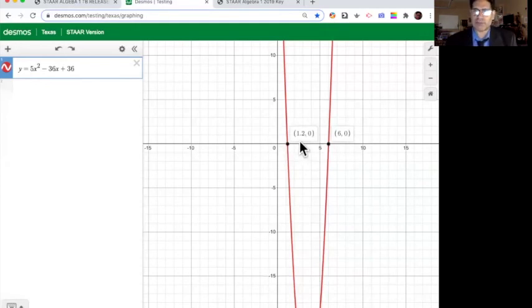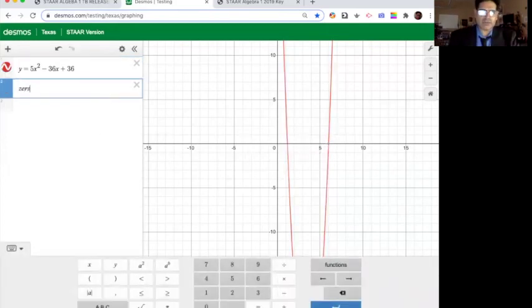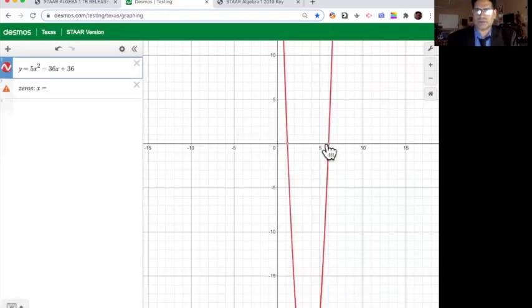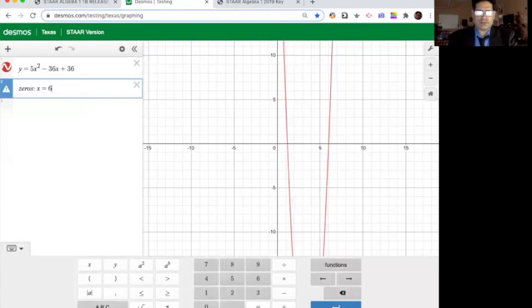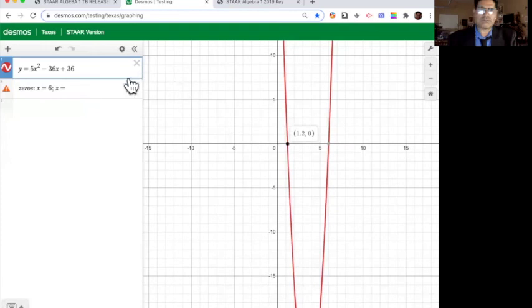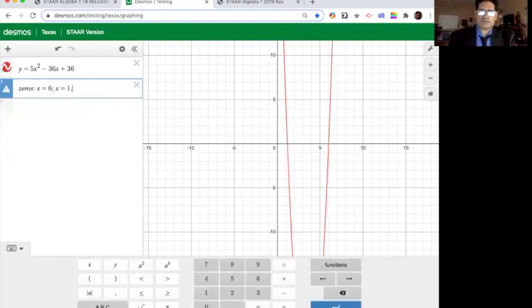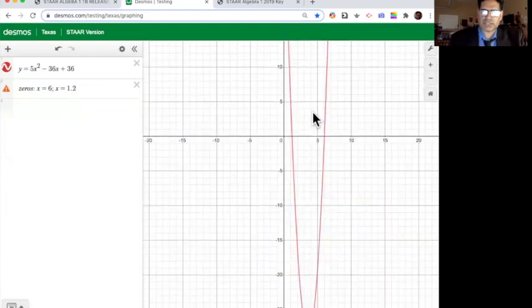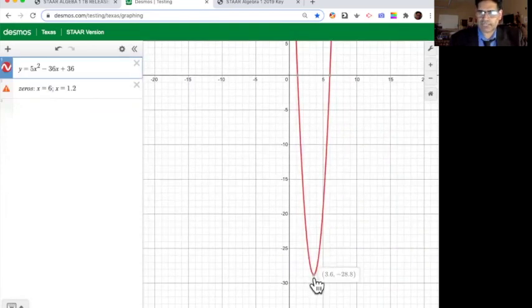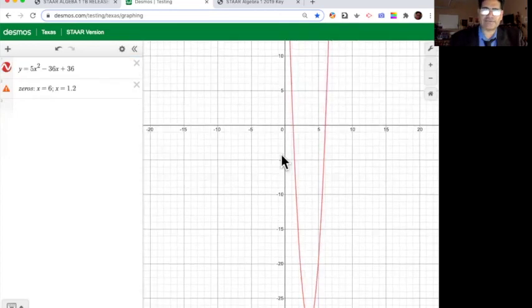So how does that help us? I have 1.2 and I have 6. X equals, so my zeros, taking notes here, are x equals 6 and x equals 1.2. All right, 1.2. So that information is good. If I need to, I will look for my axis at 3.6, and sometimes it asks you about the axis and the vertex.